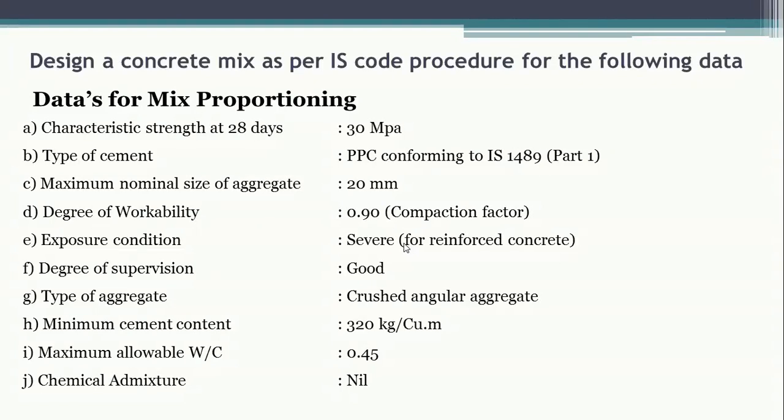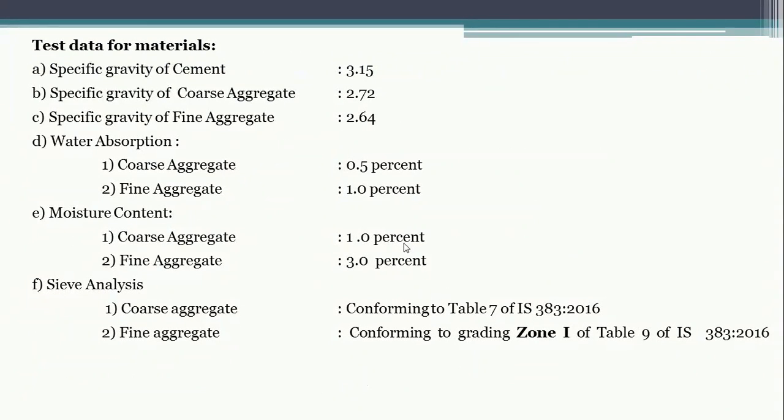Next, chemical admixture nil. Till now we have been given chemical admixture as superplasticizer. In this problem we are not using any chemical admixture, and we are not using any mineral admixture also. Test data for materials: cement specific gravity 3.15 standard, specific gravity of coarse aggregate and fine aggregate 2.72 and 2.64 respectively. Sometimes in some question papers, which I have shared in Google Classroom, they have given 'assume test data suitably'. Then you have to assume the values.